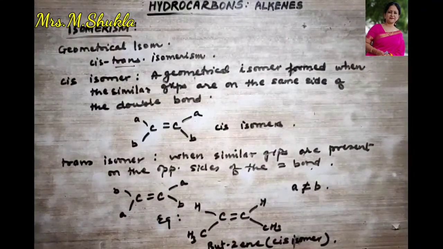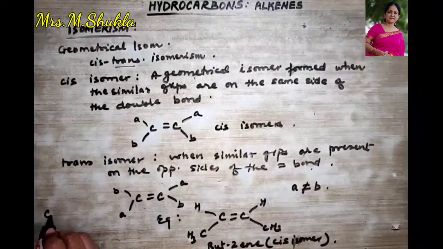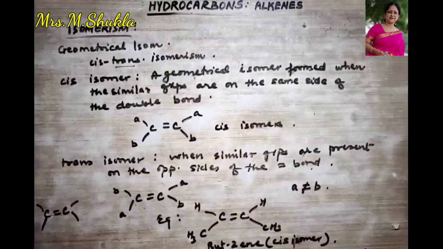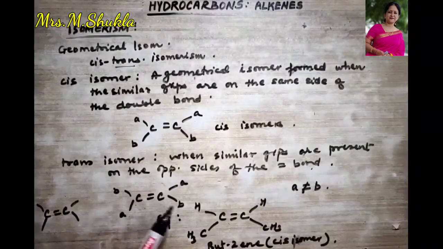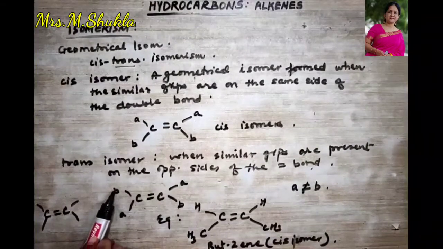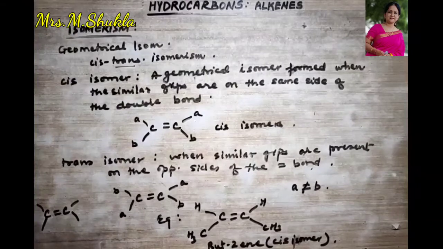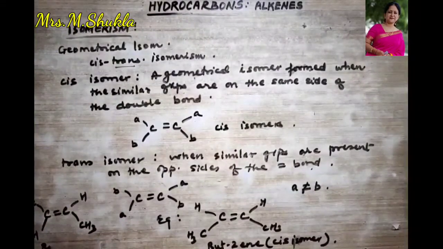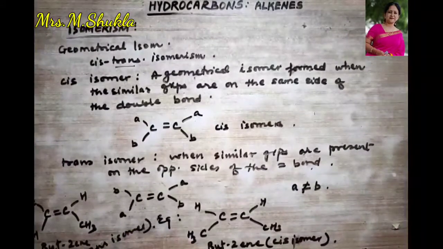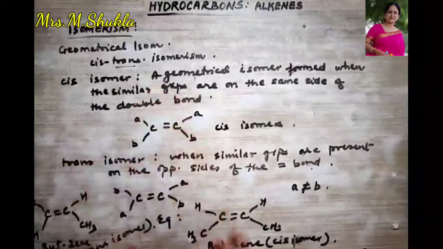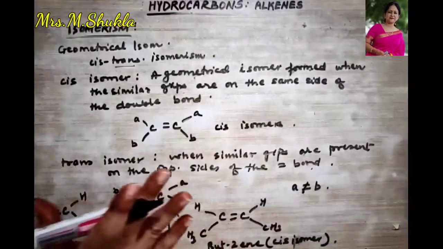Now let me show you the trans isomer of butene. So I'm going to draw it this side. C double bond C. Clear? And what have we to do? The similar groups have to be written on opposite sides. So let me write down CH3, CH3, H and H. So this is butene trans isomer. I hope this is very clear to you. Cis and trans isomers are clear.